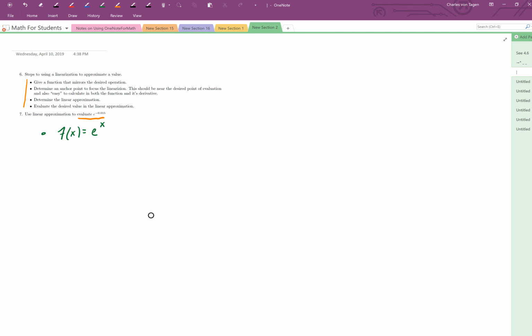And then the question is, where do I want to center this linearization? This is what I've been calling the anchor point. The anchor point should be a point that's easy to evaluate in the original function. But the other thing is it needs to be close to the point that we want to evaluate. So our goal, based on how we've given the function here, is we want to know what f of negative 0.015 is. That's our goal. So I want to pick a point that's easy to evaluate in the e to the x function that is also close to this negative 0.015.